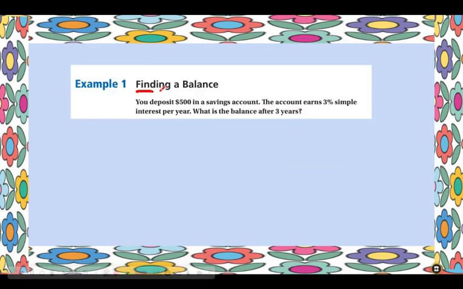Finding a balance. You deposit $500 in a savings account. The account earns 3% simple interest. What is the balance in 3 years? So let's write the formula and substitute in. I equals PRT. You deposit $500, so that's your principal. So underneath the P, put 500.